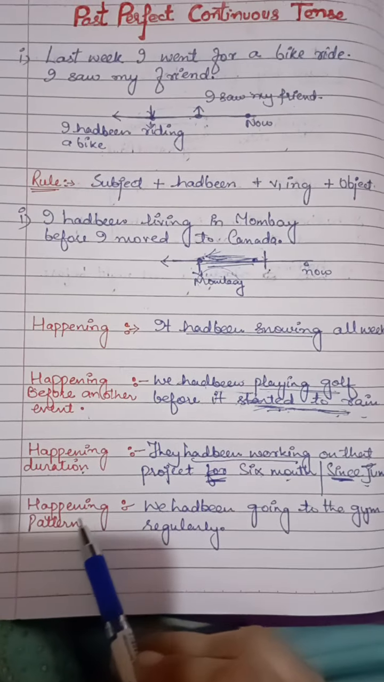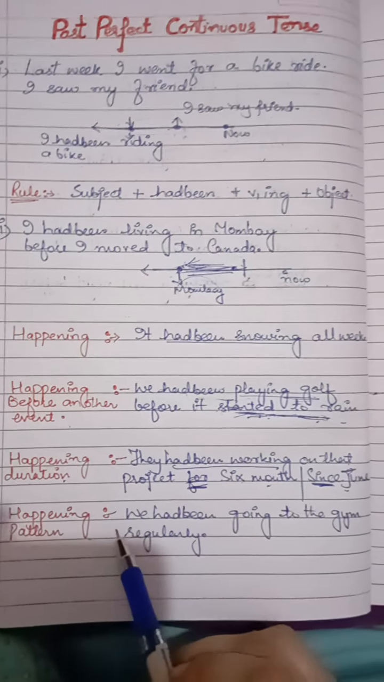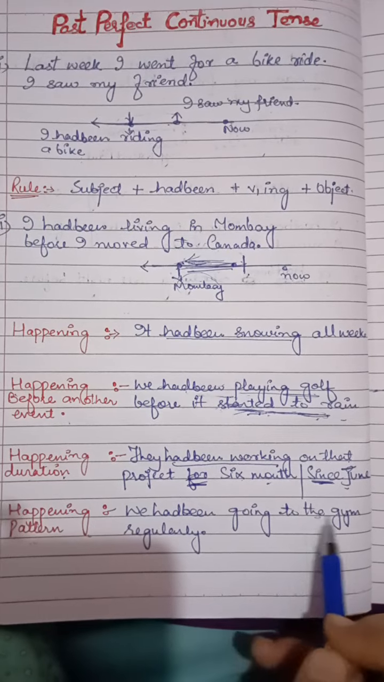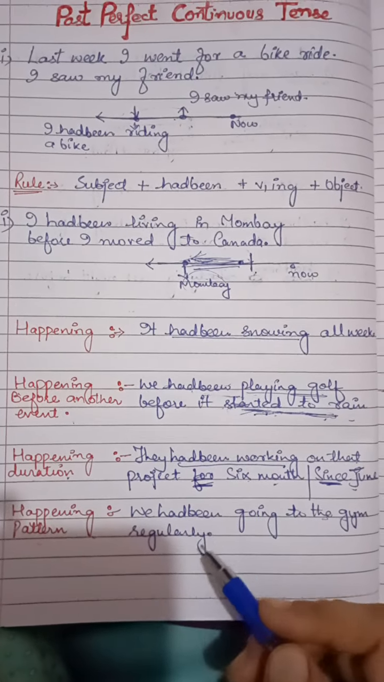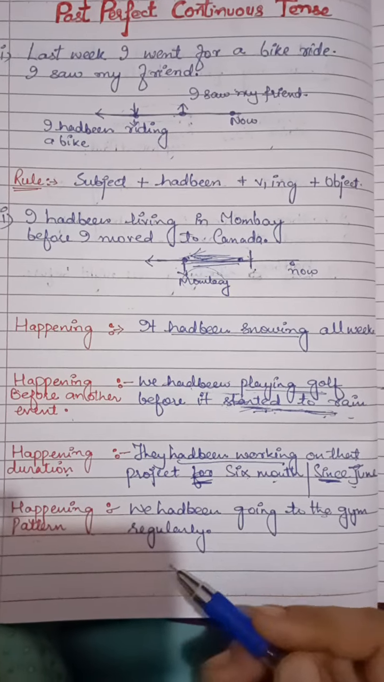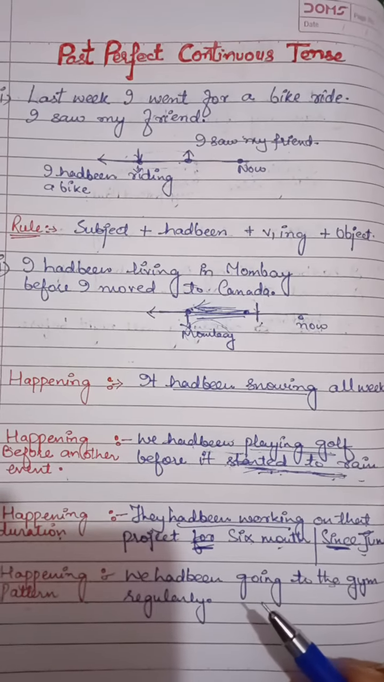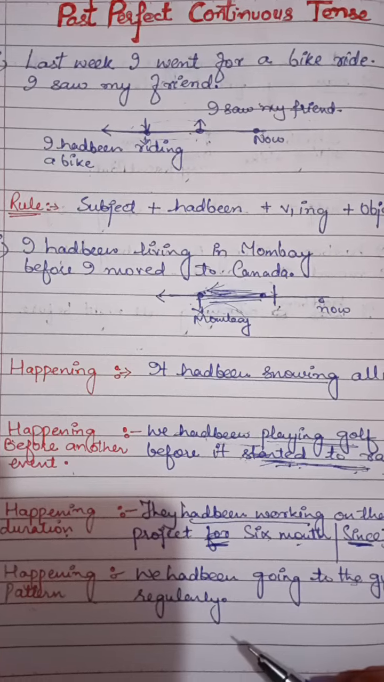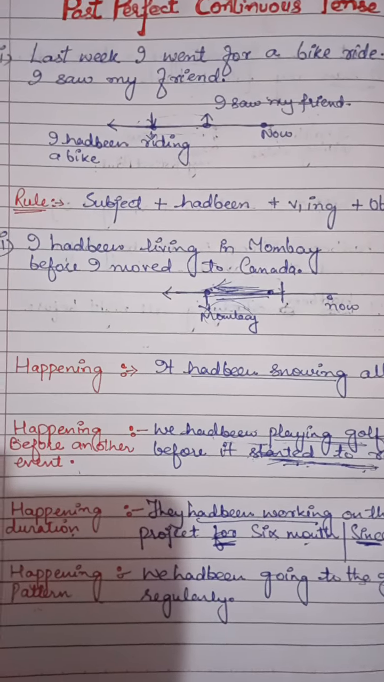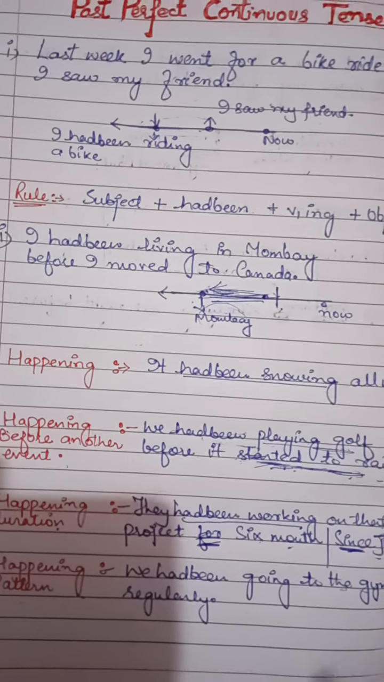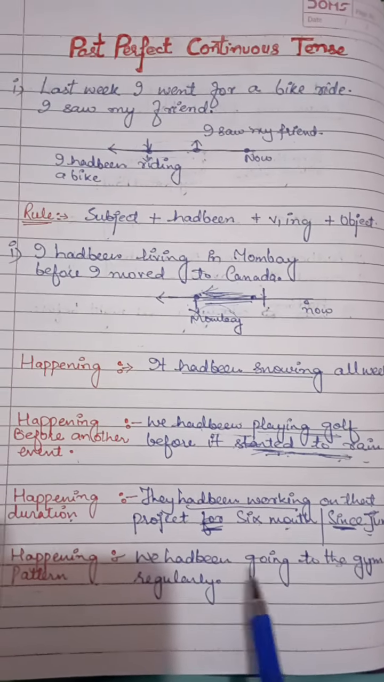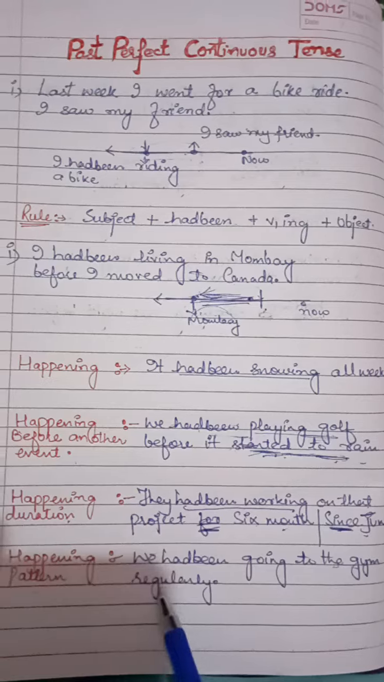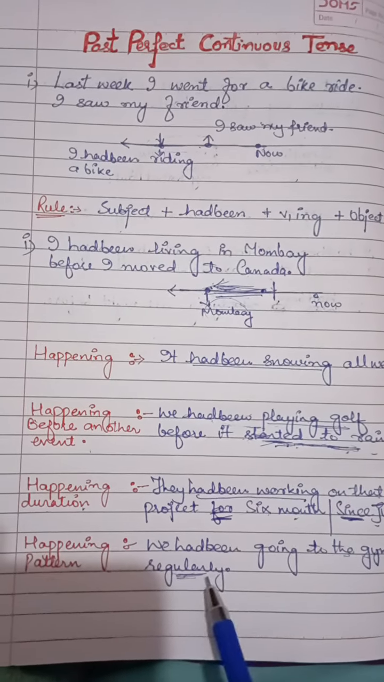Next, happening pattern. We had been going to the gym regularly. We can use it to describe activities that had been happening in the past and they had some kind of pattern or routine. We had been going to the gym regularly. This is routine.